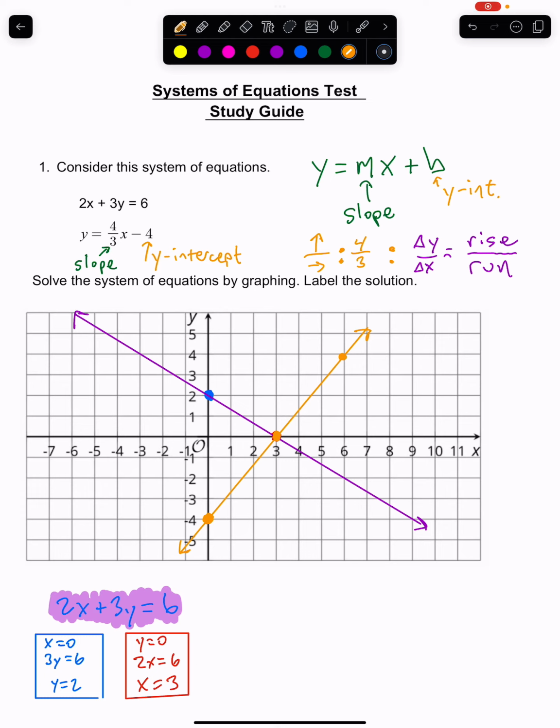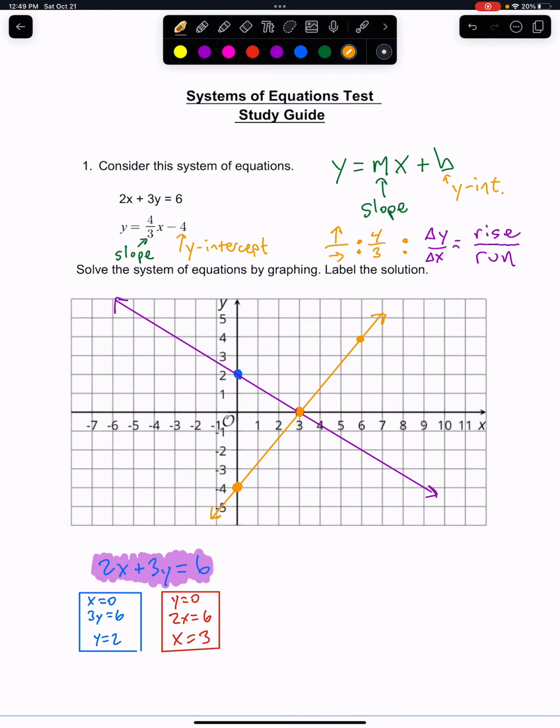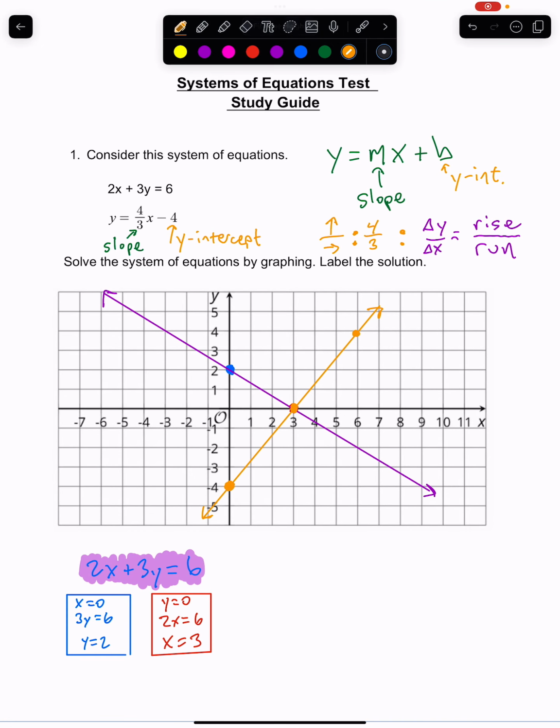It's going uphill. That's a positive slope. If it was -4/3, it would be going down 4, 3 to the right. It always goes to the right. We read our graph from left to right. It's never going to go to the left, but it might be going downhill if there's a negative slope in front of the x.